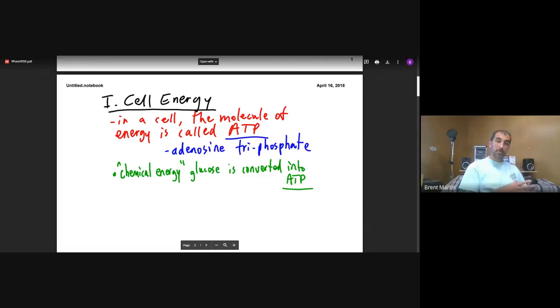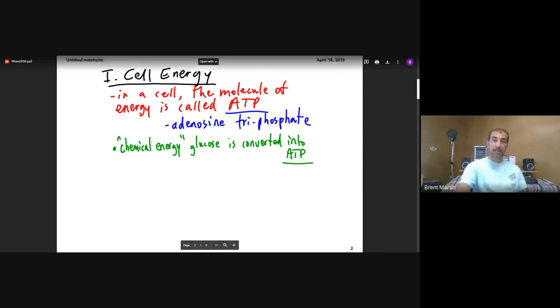Now, no matter what kind of organism you are, plant or animal, the chemical energy that you have, glucose, ends up being converted into ATP. The only difference is how we obtain our glucose, or get it in our body.